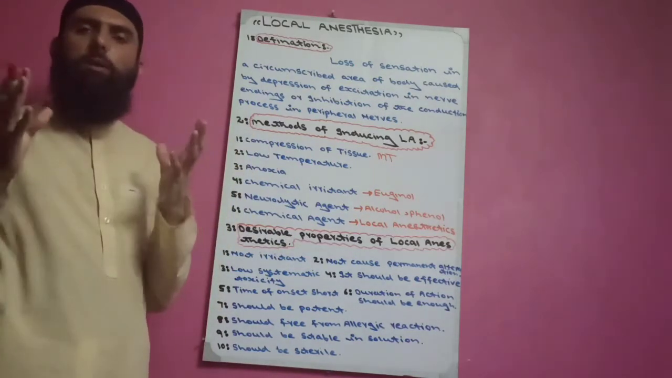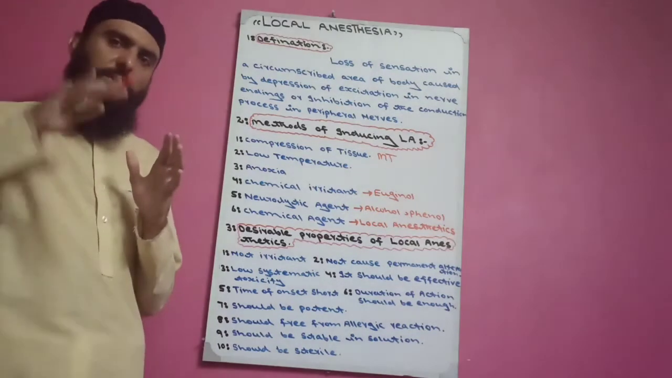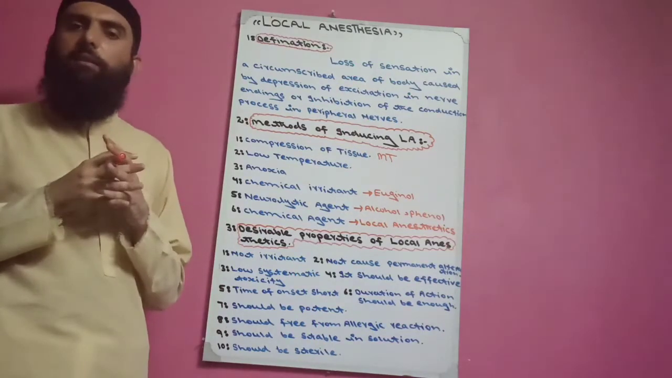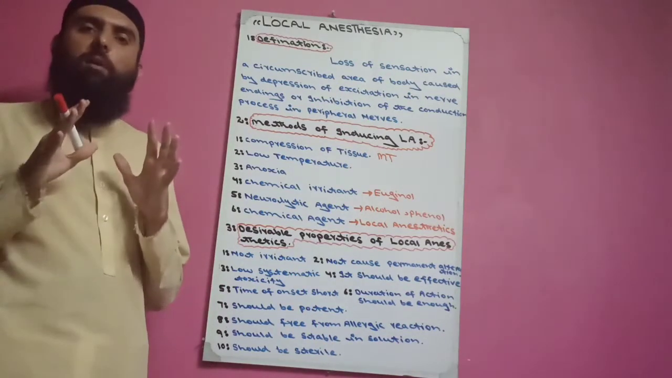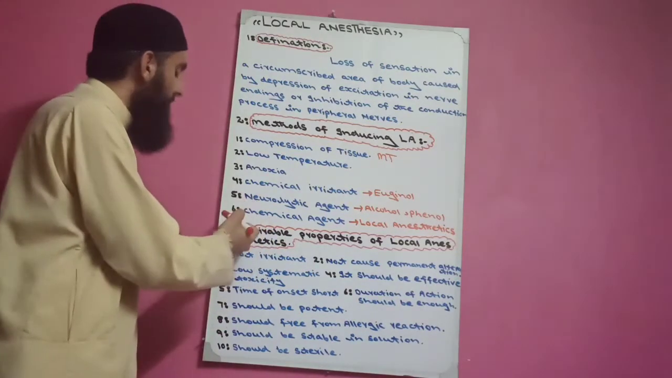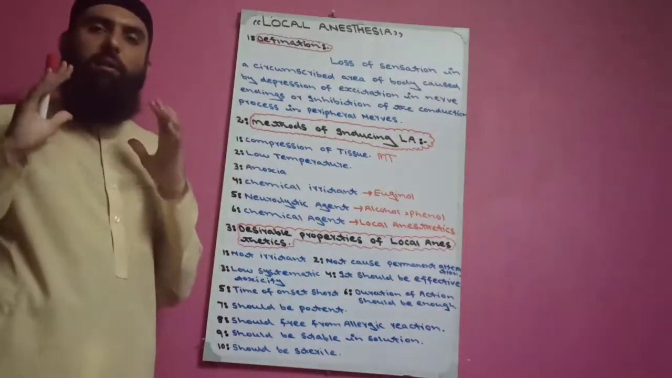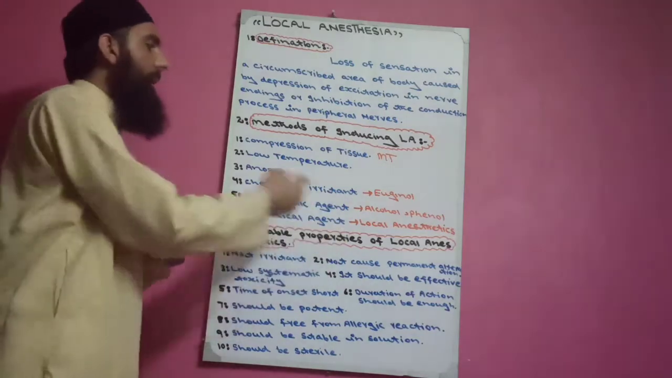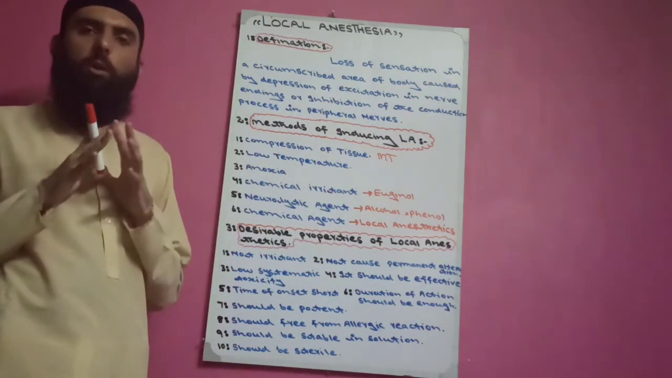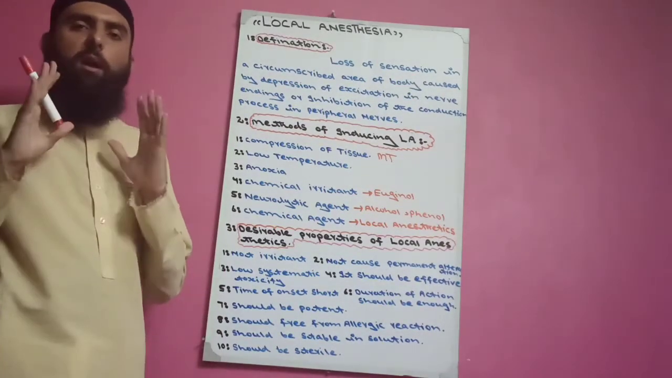Now, what does alcohol do? Alcohol decreases the neuron activity and the axon conduction. In the result, there will be loss of sensation. The sixth method of inducing local anesthesia is a chemical agent like local anesthetics. These are the 6 methods of inducing local anesthesia, meaning inducing loss of sensation effect.